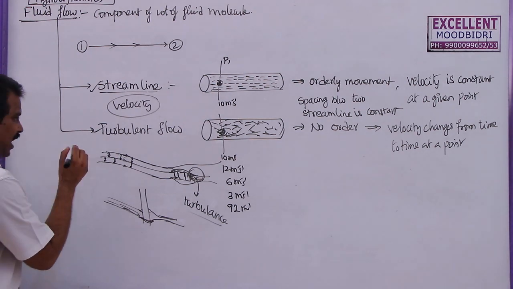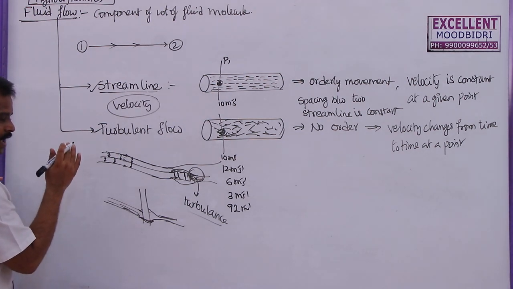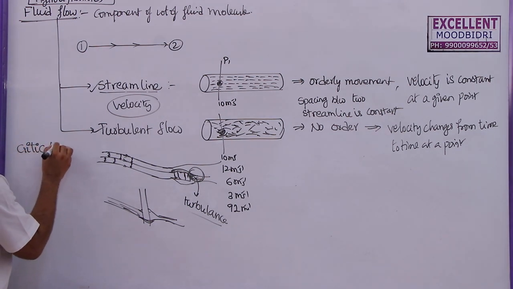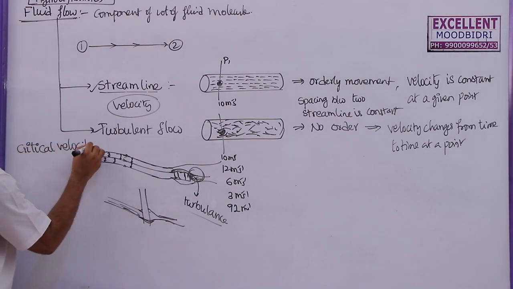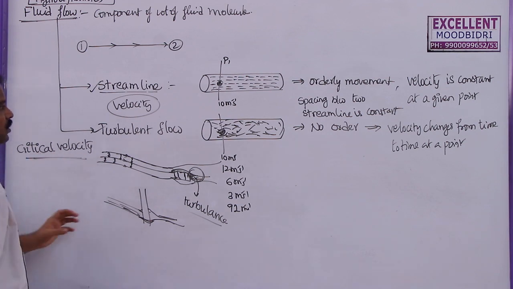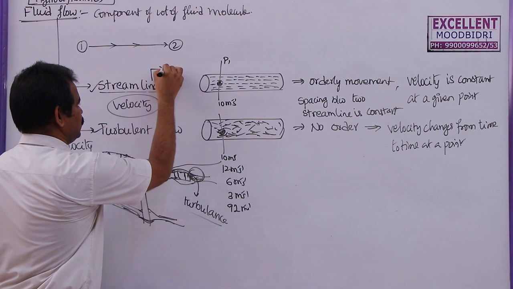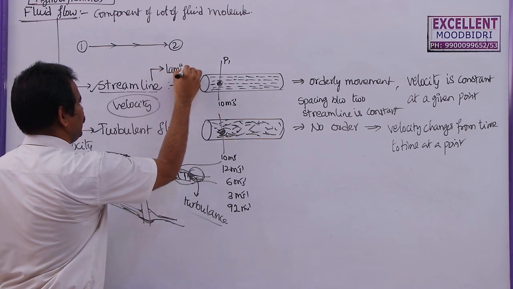So the velocity, which is known as critical velocity, will decide whether the given flow is streamlined flow or turbulent flow. In some books, this is also given as laminar flow.